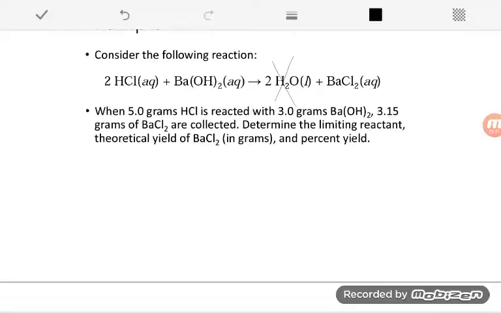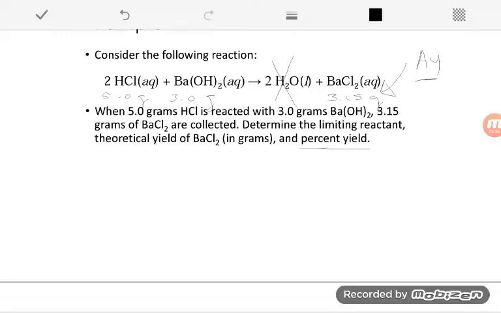Meanwhile, I like to go in and write in the information just to organize it. So I see that I have 5 grams of HCl. I have 3 grams of barium hydroxide, and at the end I collected 3.15 grams of my barium chloride. If it gives me an amount of product at the very beginning, this is my actual yield. That's what I actually got in the experiment. And I'm not going to do anything with it until at the end when I want to calculate the percent yield. So for right now, I'm just going to put it in my back pocket.